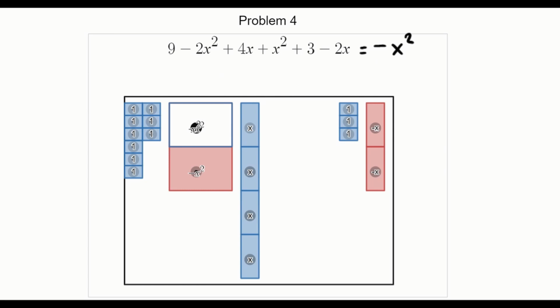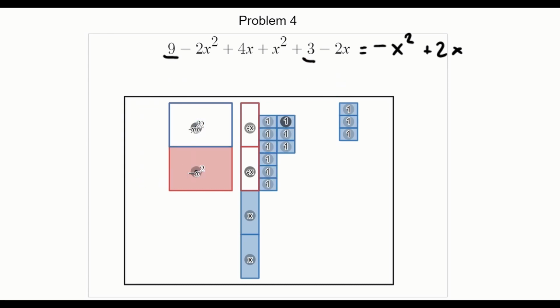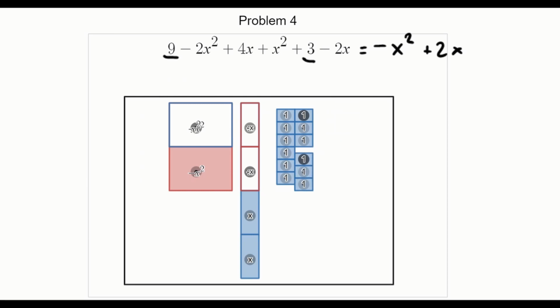Now let's put our x's together. We have 4x and then negative 2x. These are opposite signs, so they're going to cancel out. So we have 2x's left over, plus 2x. Now let's combine our ones. We have positive 9 and 3 more. Notice that 9 and 3 are both the same sign. They're both positive, so nothing's going to cancel out. And we just count those up. 9 and 3 more is going to add up to plus 12. So we have negative x squared plus 2x plus 12.